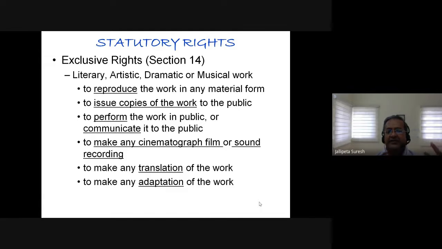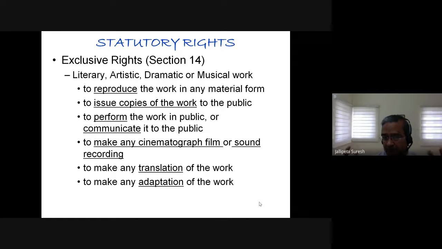In case it is a literary work, the right is to reproduce the work in any material form. I only have this right, but others cannot do that. I prevent others from doing this. That is, reproduction of the work, literary, artistic, dramatic, or musical work. Issue copies of the work to the public. That right is only vested in me.